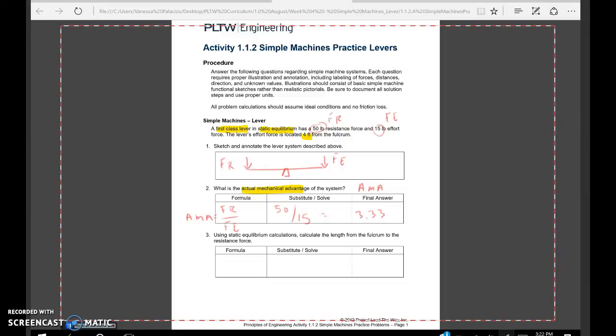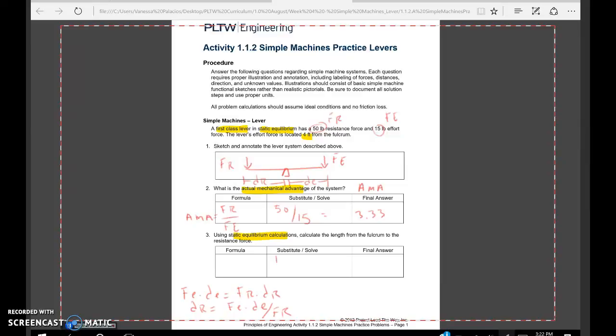The next question also says we are in static equilibrium. Calculate the length from the fulcrum to the resistance force. Now using our equilibrium equation, which is FE times DE equal to FR times DR, and it says calculate the length from the fulcrum to the resistance force, which is our DR. From the fulcrum to the effort force is the DE. So we need to rearrange this equation to solve for DR. So DR would equal FE times DE, all divided by FR.